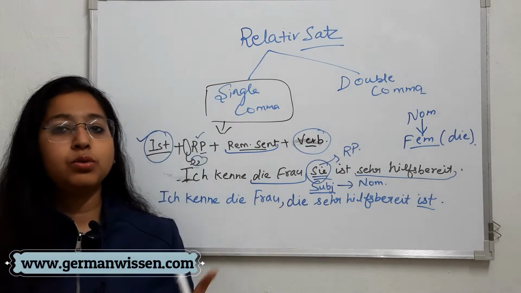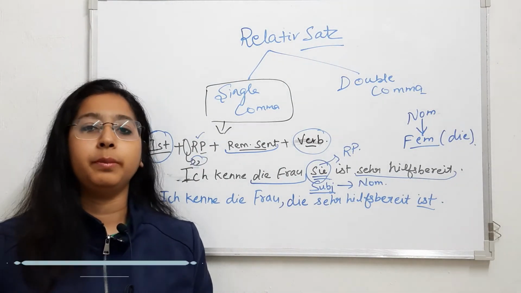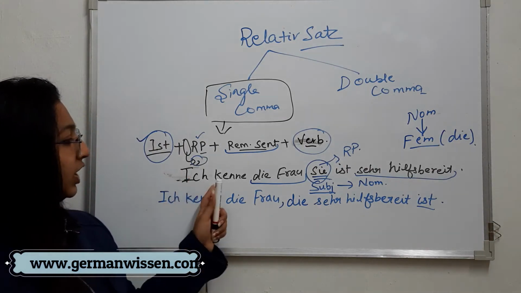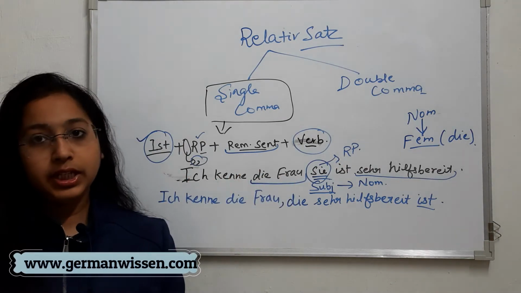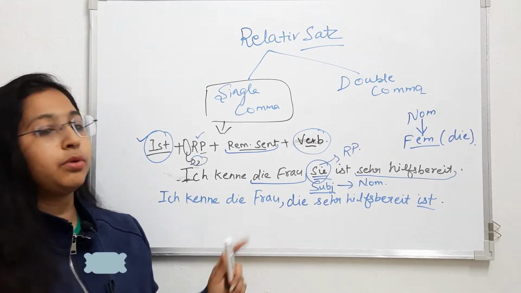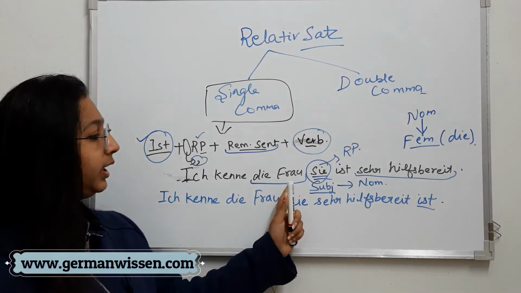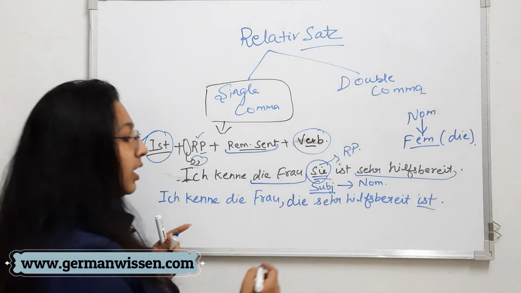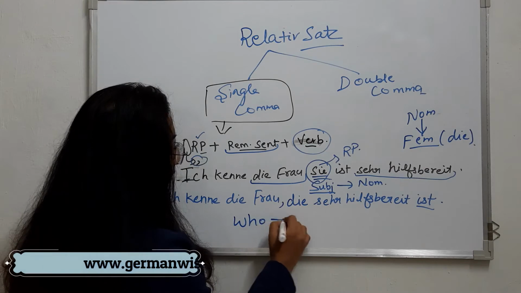This is the one rule to understand how we can write the relative pronomen. And the other rule says that Ich kenne die Frau means I know the lady. If you understand the sentence correctly, you can use the correct pronomen also. So, I know the lady who is very helpful. Who always comes under nominative.